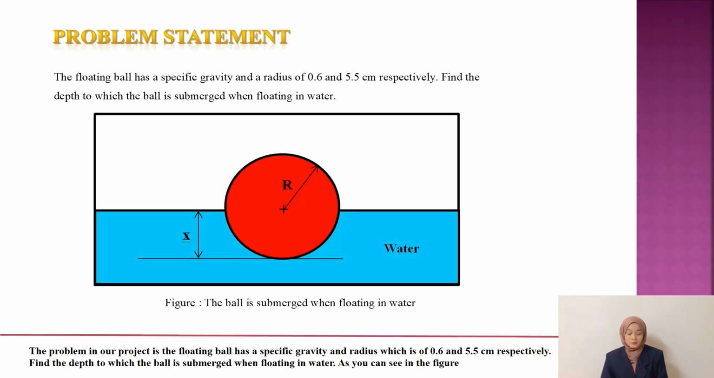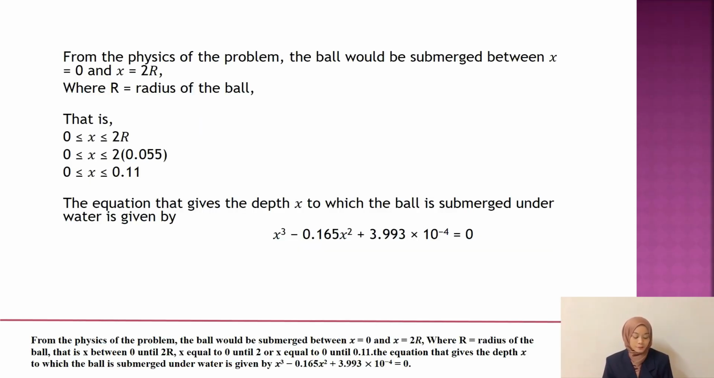The problem in our project is that the floating ball has a specific gravity and radius of 0.6 and 5.5 cm respectively. Find the depth to which the ball is submerged when floating in the water. As you can see in the figure, from the physics of the problem, the ball would be submerged between x equal to 0 and x equal to 2r, where r is the radius of the ball. That is, x between 0 and 2r, or x between 0 and 0.11.